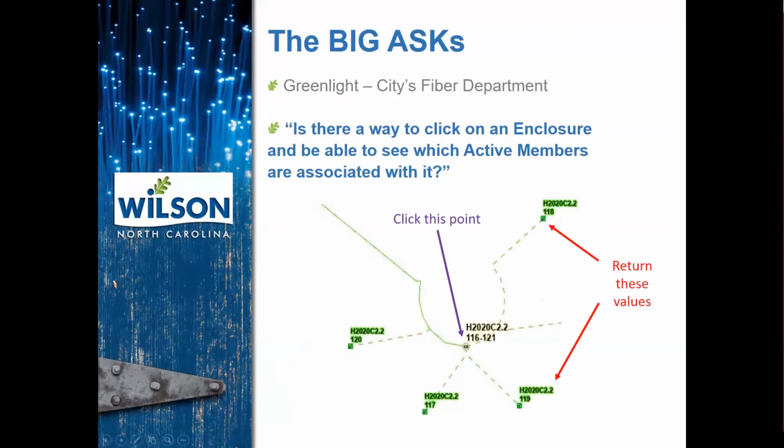So the big ask for this project was our city's fiber department, which we call Greenlight. They had a web application and they came to me and they said, we love the application, but we want to know if we can do this. We want to click on this enclosure, which I have this purple line pointed to. We want to click on this enclosure, which represents the cabinet or whatever it is on the ground. And we want to be able to find out what members are associated with that, which are these green check boxes at the end. And they're connected by the fiber lines that run between them.